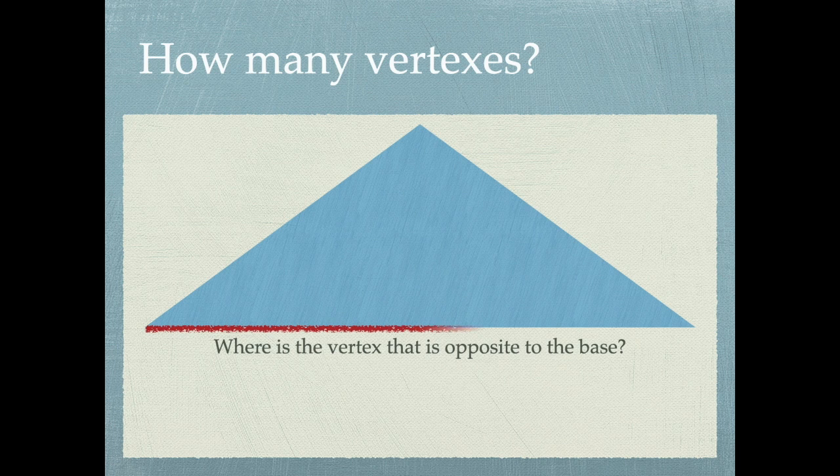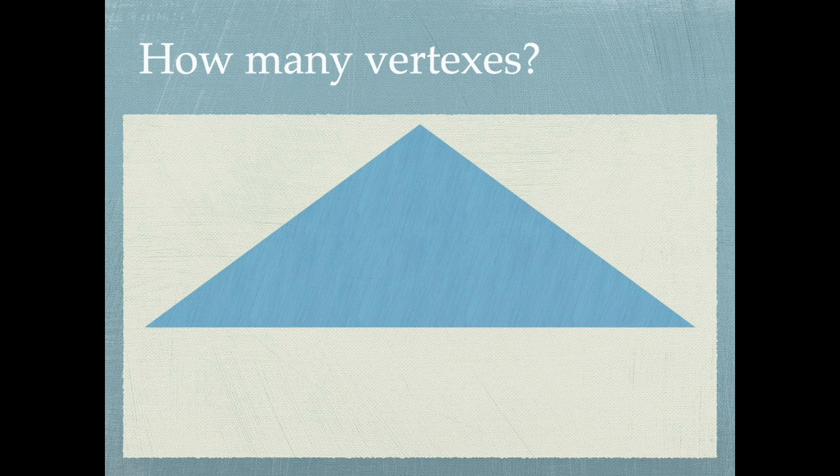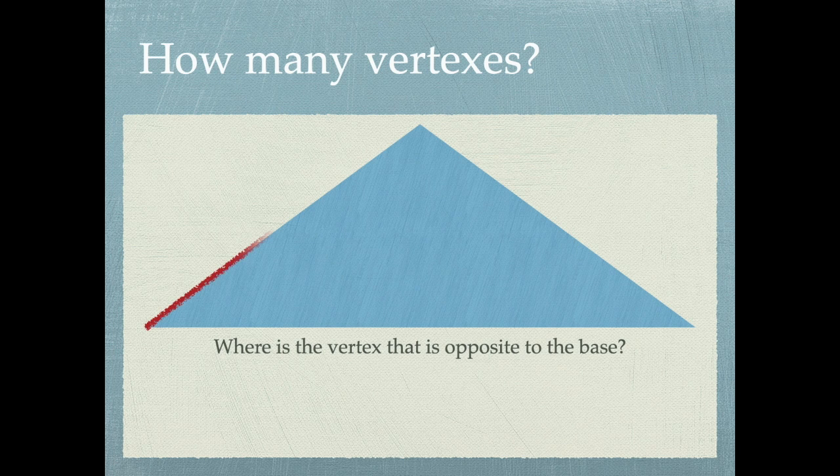Here is the base. Here is the opposite vertex. So I can draw a line between those two that's perpendicular and I'll have my height. There's my height. Okay, let's try that again. Where is the vertex that's opposite to the base? What if I said, this one is the base? Where's the vertex opposite it? Right there. So then my height would connect those two.